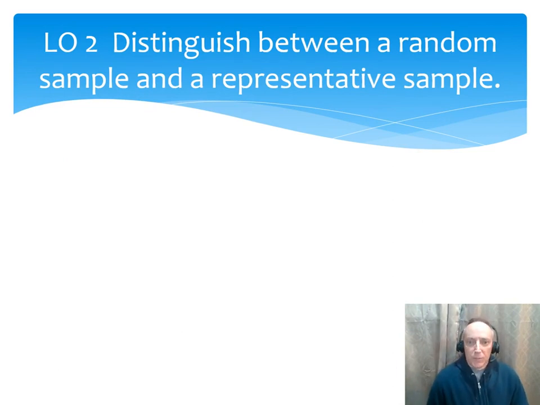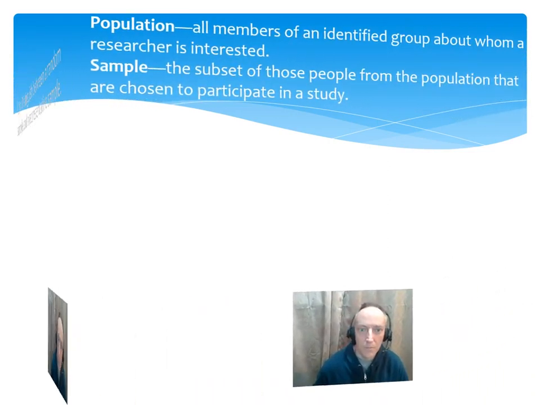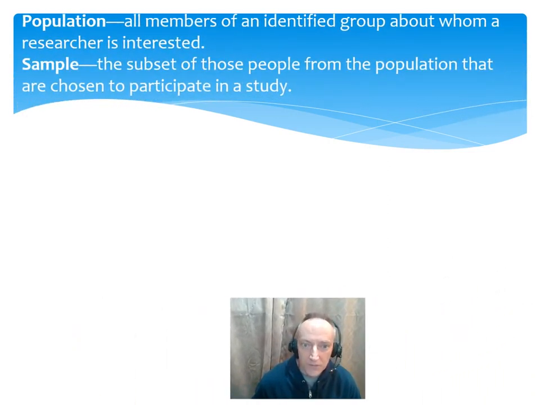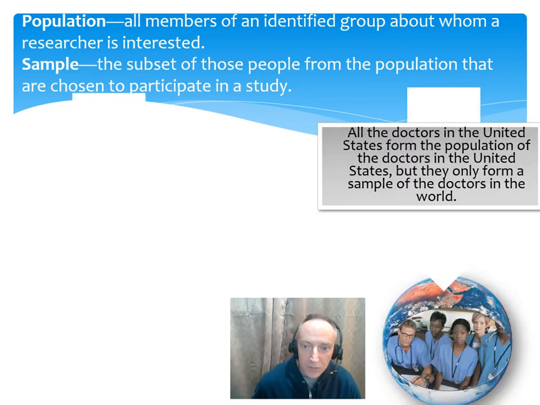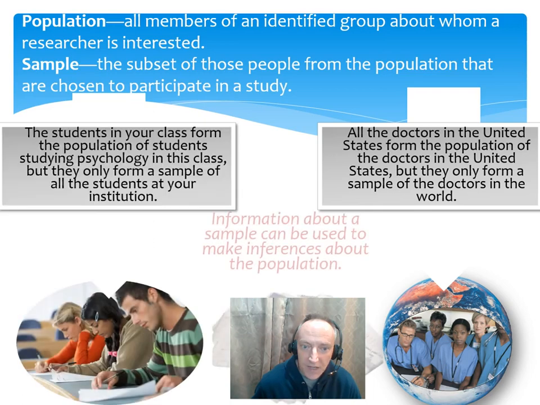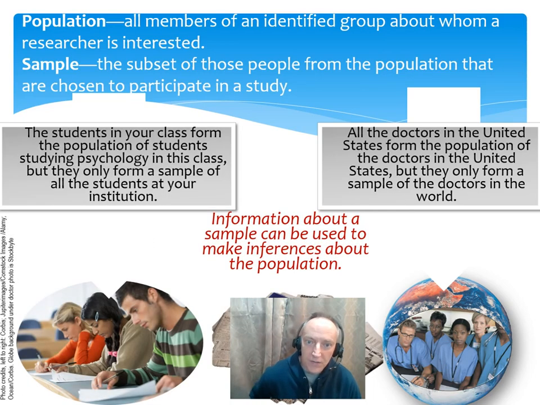The next learning objective is to be able to distinguish different types of sample, a random sample and a representative sample. So first, let's talk about what a sample is. A sample is a subset of the entire population. The population are members of a group that your research is going to apply to.